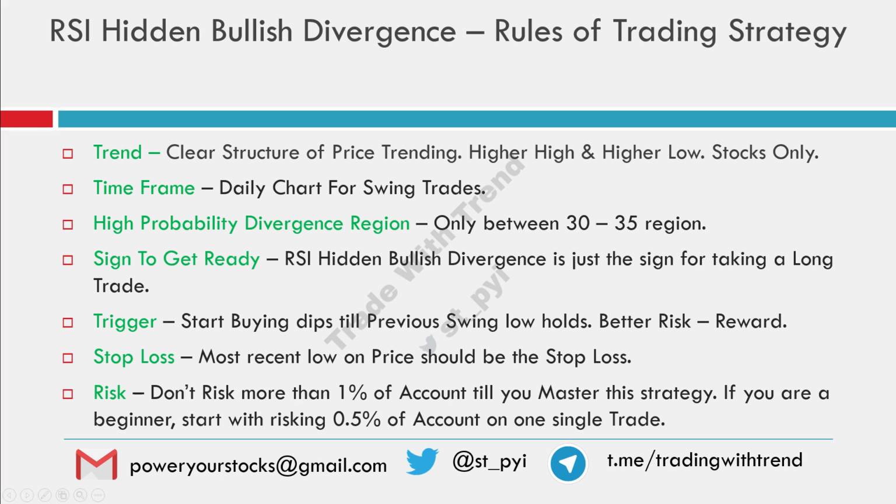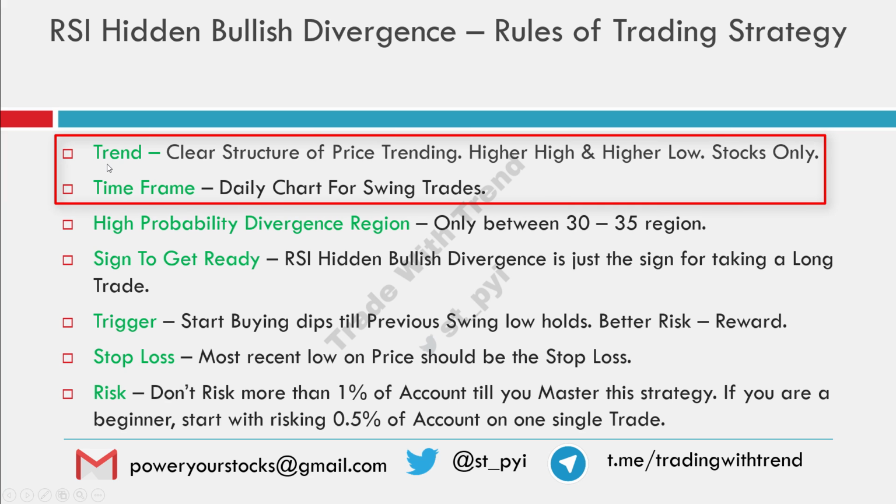The first rule that I would put out is that of trend. Now remember one thing, that you are trading a hidden bullish divergence in the continuation of a trend. So this means that for this trade to be successful, there has to be a prior trend in place. Therefore, you have to look for a clear structure of price trending, that is higher high and higher low. For this particular strategy, stick to stocks only, no futures, no options, right?